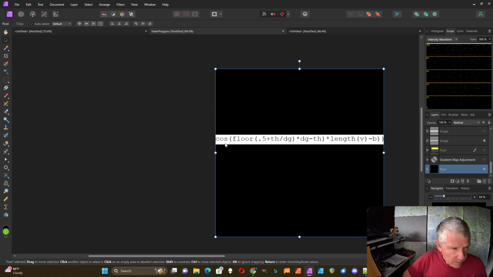This is the formula I'm going to be working with. It's pretty long. It's got cosine and floor and theta and degrees and length, all this in here. I'm going to be working through this and explaining it step by step as I build up this formula. So if you don't want to listen to the math part of this, skip to the end of the video, or just grab the equation, and you can make use of it if you want to.